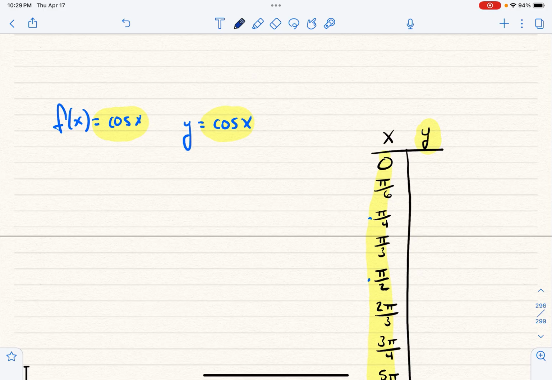Okay, so at 0, what is the x coordinate at 0 radians? Well, it's 1. And then as I go up to pi over 6, what's the x coordinate? Well, the x coordinate doesn't reach out quite as far. It's square root of 3 over 2. And at pi over 4, it's square root of 2 over 2. And at pi over 3, x only goes out to 1/2. And at pi over 2, which is also 90 degrees, x is 0. That angle is straight up. It's on that y-axis.